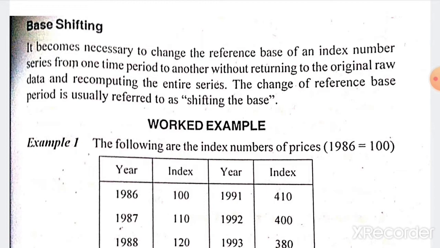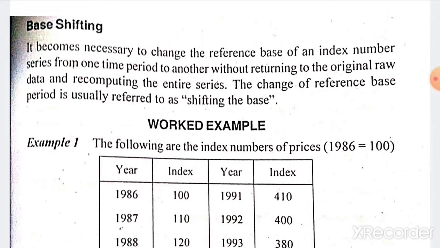It becomes necessary to change the reference base of an index number series from one time period to another without returning to the original raw data and recomputing the entire series. The change of reference base period is usually referred to as shifting the base. So base shifting means we have to change the base to any other year.